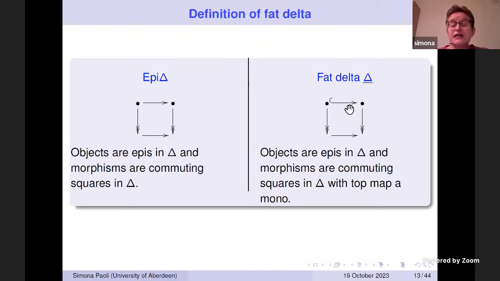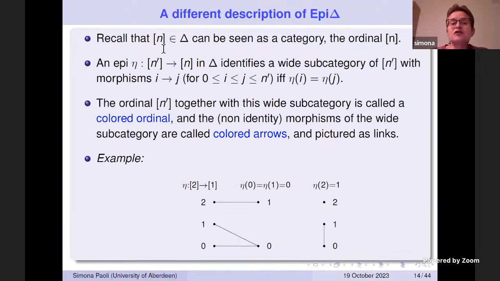Okay. Now, presented in this way, this looks completely mysterious. What is this thing? How far or close is it to the simplicial delta? So here is where we want to use the more intuitive approach of Kock, and let's start first with the epimorphisms in delta. How can we think about them? So remember that an object of delta can be considered as a category, the ordinal n. And remember that if you have a category, there is a notion of wide subcategory. What is that? It's just a subcategory with the same set of objects.